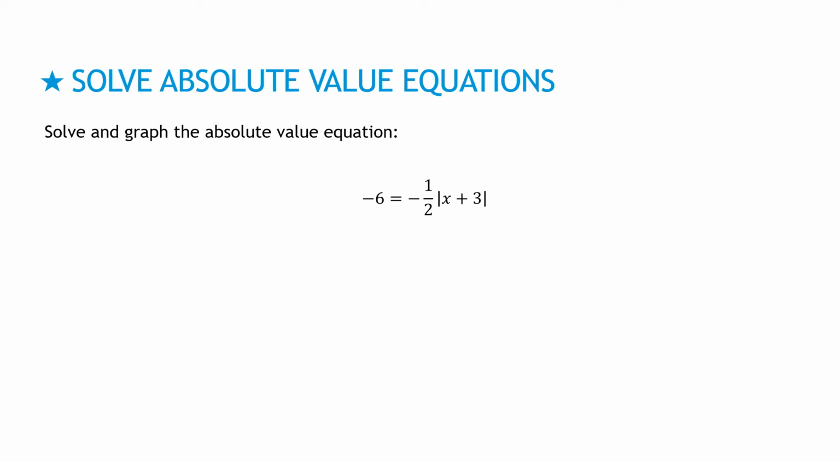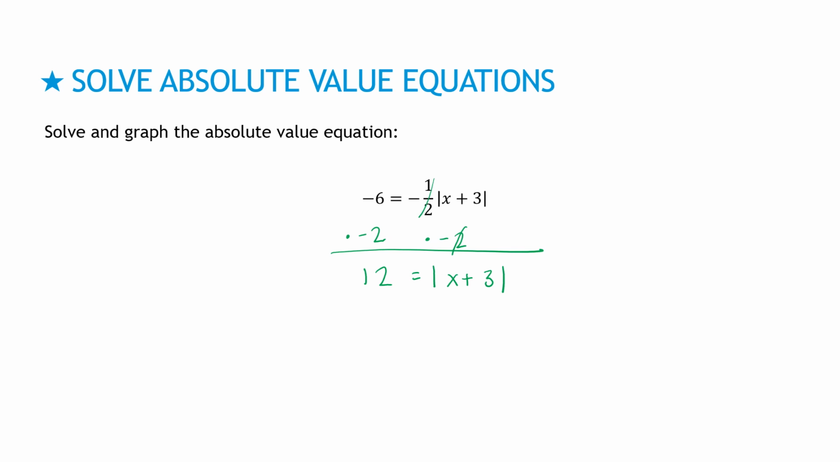Again, this one, the absolute value of x plus 3, is not all by itself, not quite yet. So the first thing I'm going to do is get rid of that negative 1/2. So I could divide by a negative 1/2, but we all know dividing by fractions is silly. So I'm going to multiply by negative 2 on each side. When I do that, negative 1/2 times negative 2 is positive 1. So on the right side, I just have the absolute value of x plus 3. On the left, negative 6 times negative 2 equals 12. And so now I have an absolute value all by itself equal to a positive number, so I'm okay.